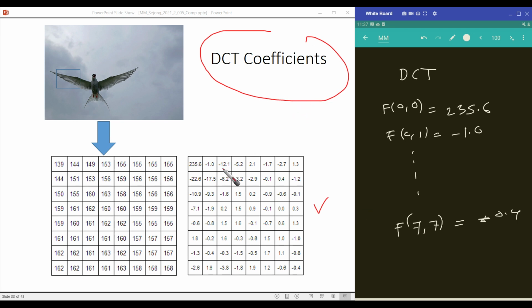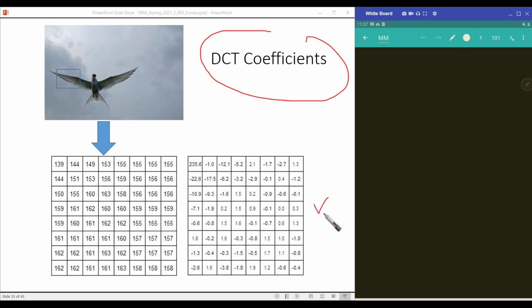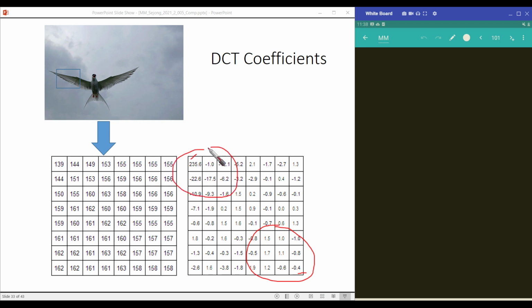Now, can I look at these numbers? There is a very interesting property in these numbers. What is this interesting property? See, this number is 235.6, but how about this number? This number is really very small, minus 0 point something. And not only this number, even these numbers, the whole area, are very small compared to these numbers, right?